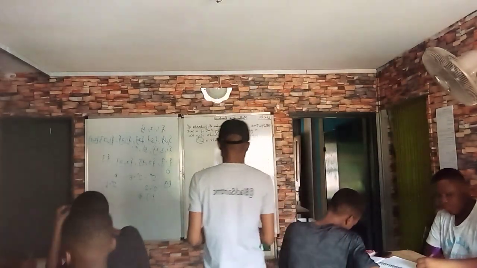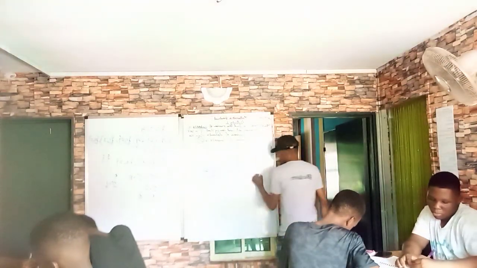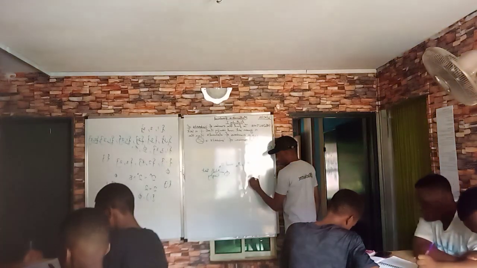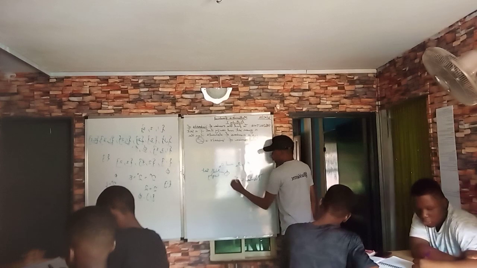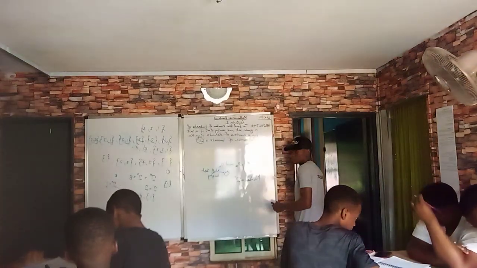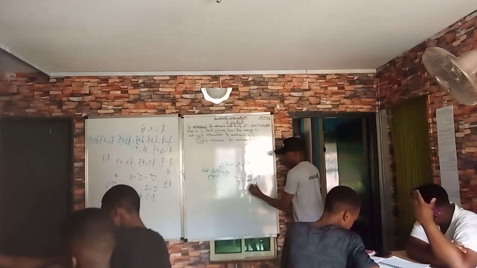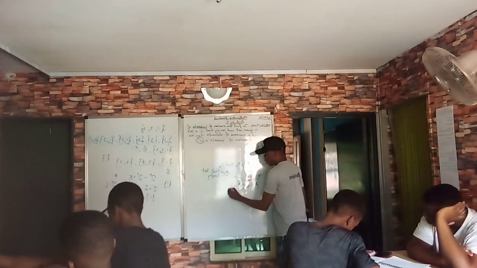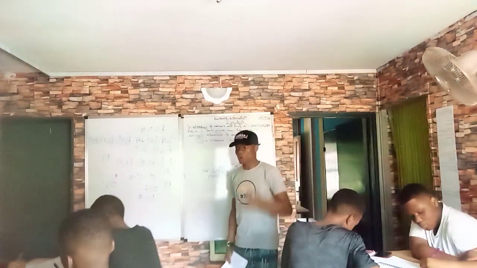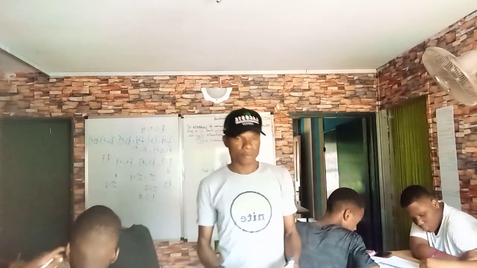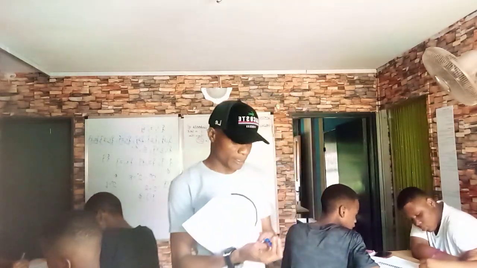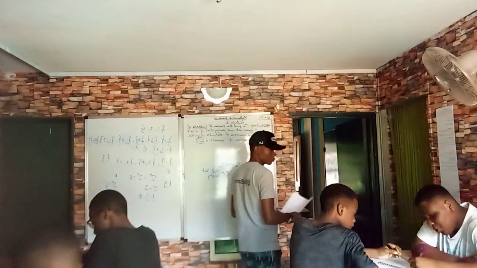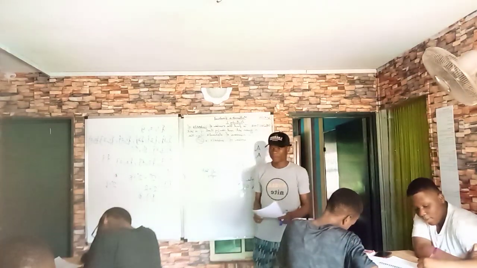The number of subsets of A naught is what? What's our formula? 2 raised to the power n. So the number of subsets for A naught, since it has no element, is 2 raised to the power 0, which is equal to 1. Please take that down. So it has only one subset. Can I proceed?